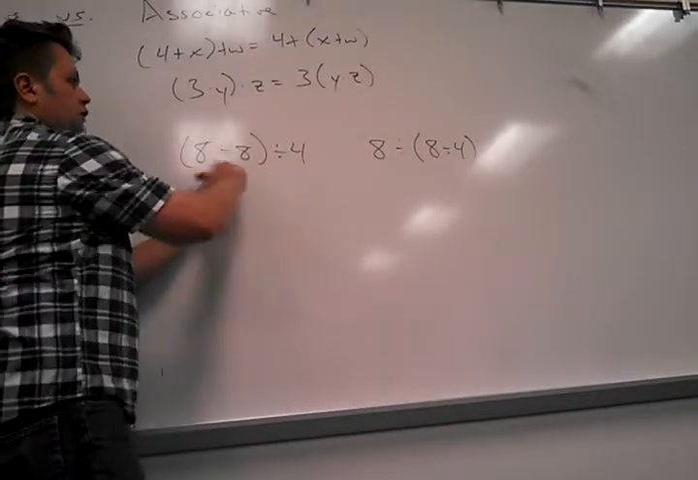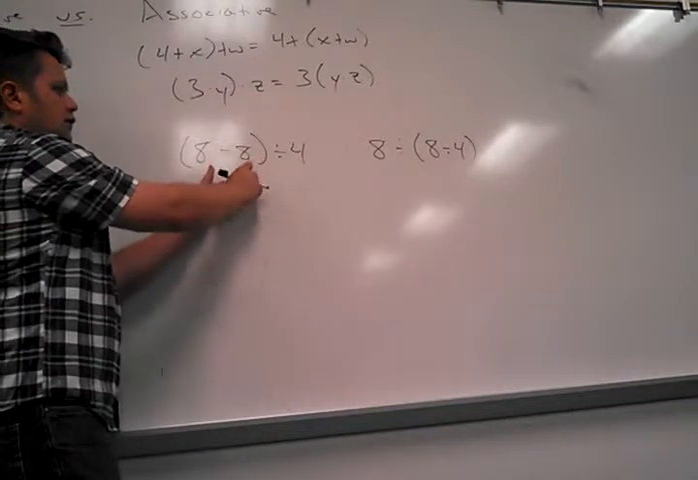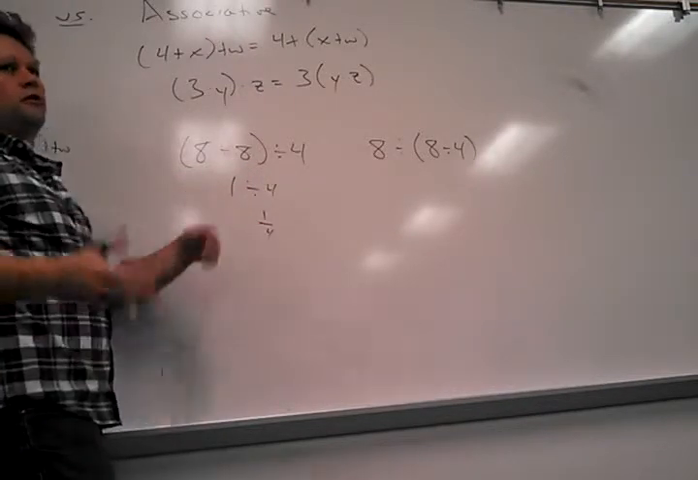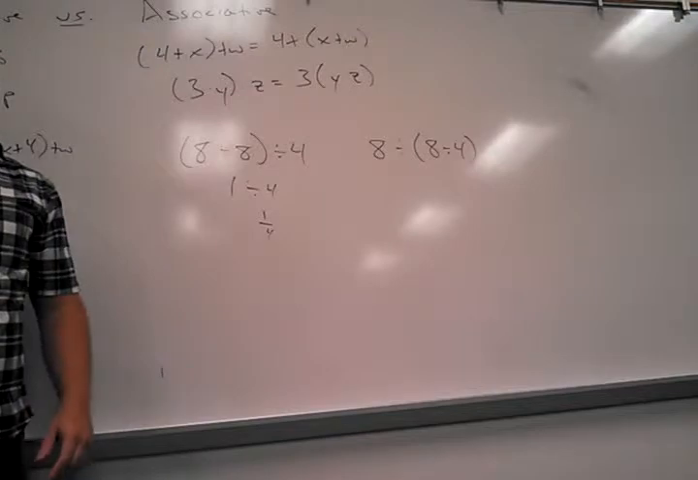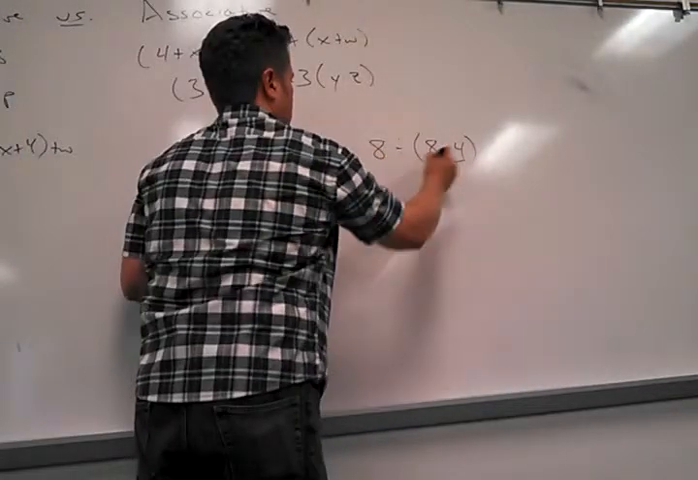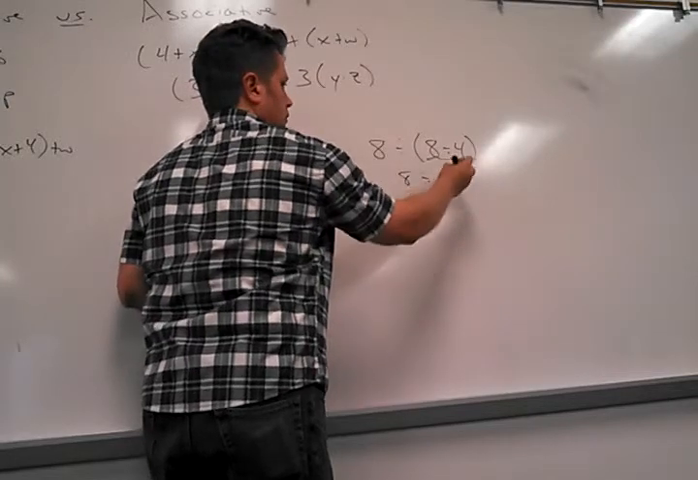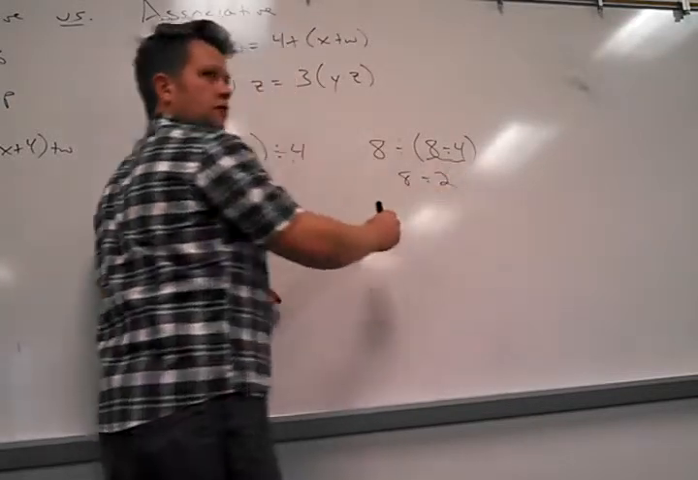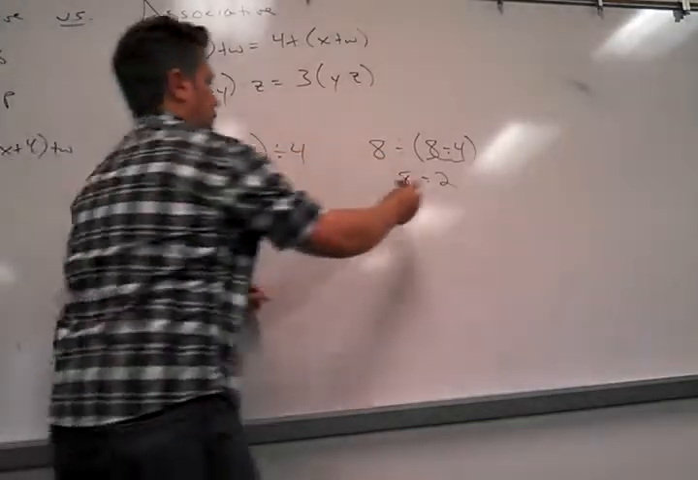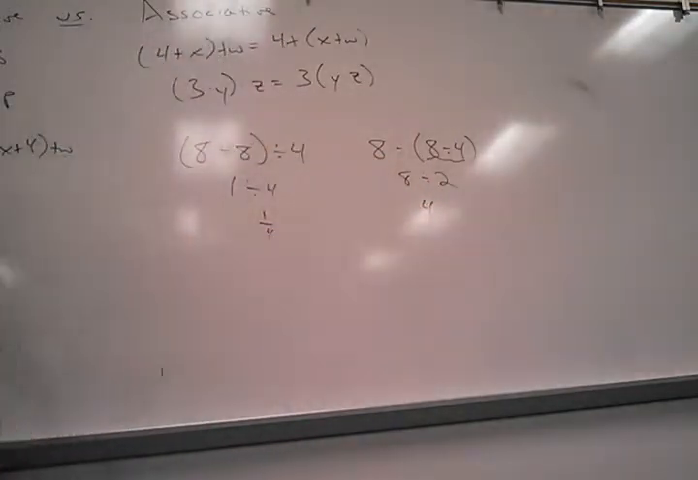What do I do first here? What's 8 divided by 8? 1. What's 1 divided by 4? 1/4, or 0.25, or whatever you would say. What do I do first over there? Parentheses. 8 divided by 4 is 2. So now I get 8 divided by 2 is 4. Not 1/4. So those are not equal.